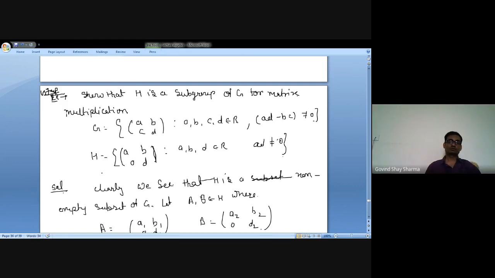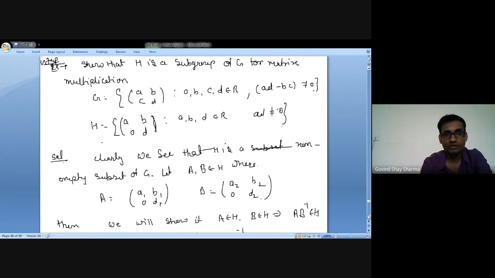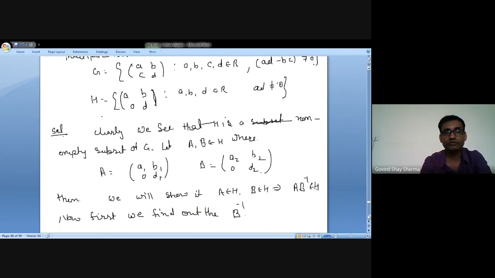Okay, तो इसको अच्छे से प्रिपेयर कीजिएगा इस क्वेश्चन को. Show that H is a subgroup of G for matrix multiplication, where the element is a matrix with A, B, C, D all real numbers. Okay, and H is the set of matrices A, B, 0, D, a subgroup of G, where AD is not equal to 0.